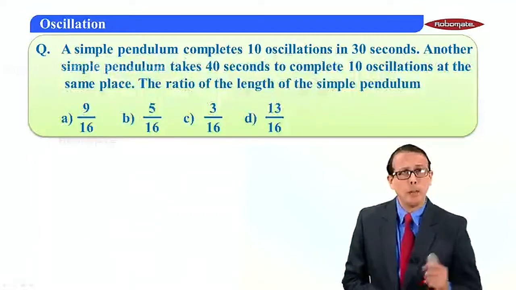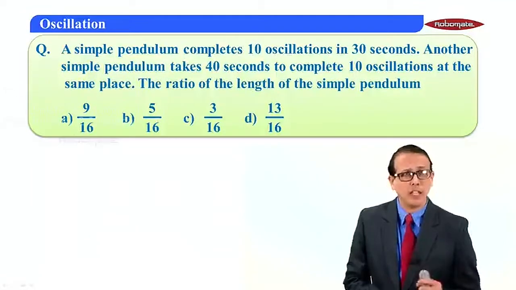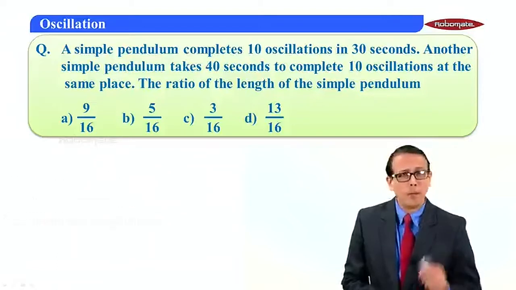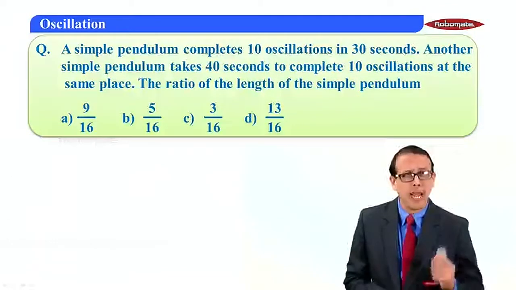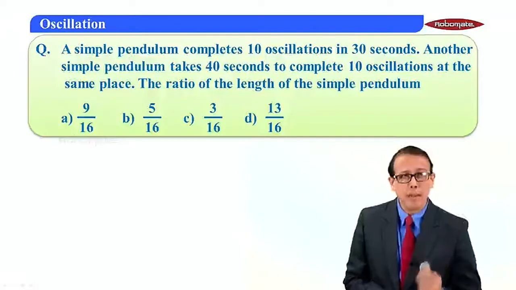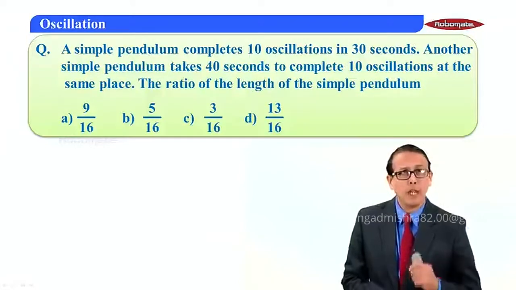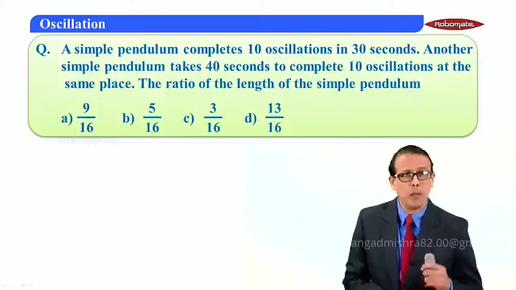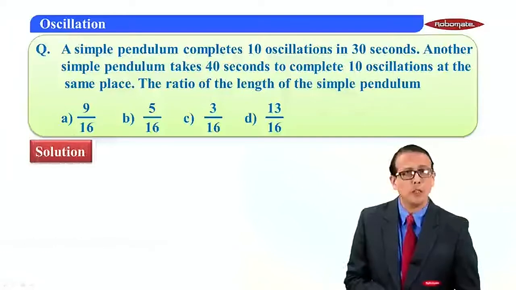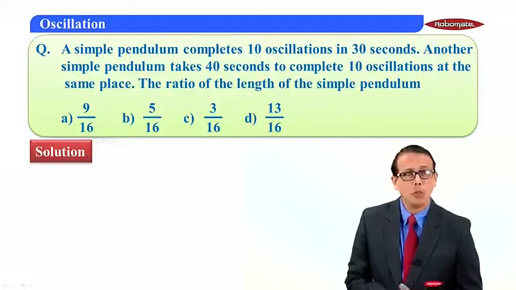A simple pendulum completes 10 oscillations in 30 seconds. Another simple pendulum takes 40 seconds to complete 10 oscillations at the same place. Place is same, that means g is constant in this MCQ. The ratio of the length of the simple pendulum is, and 4 options are given to us. Now how do you solve this question, students?